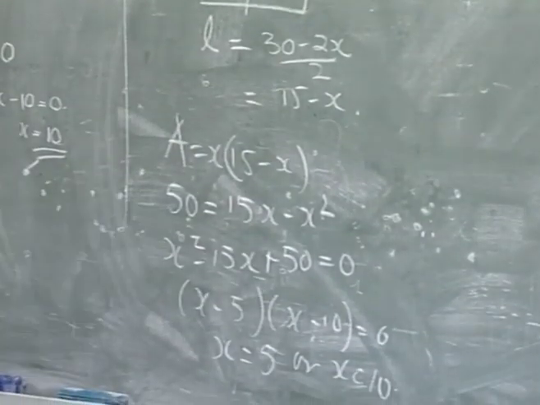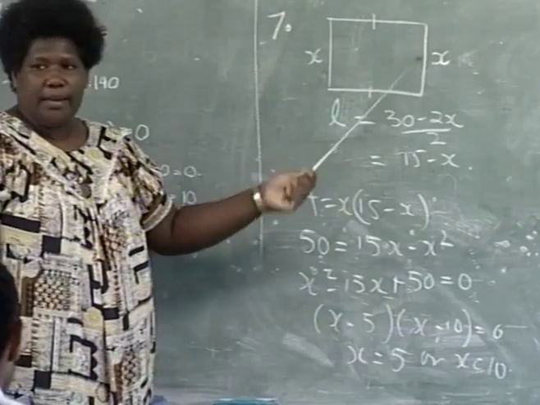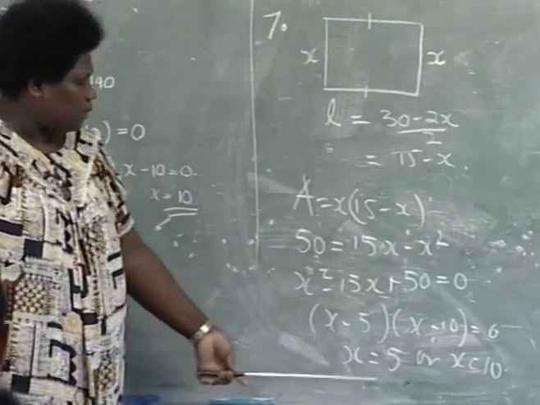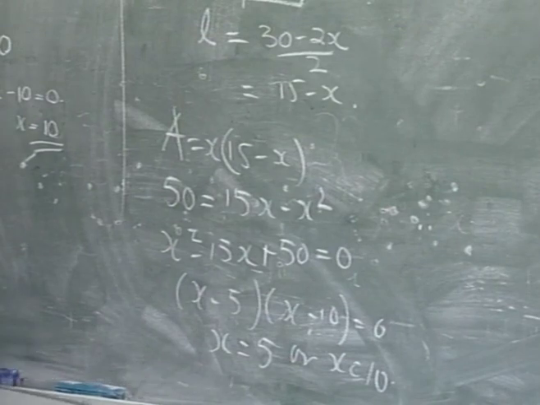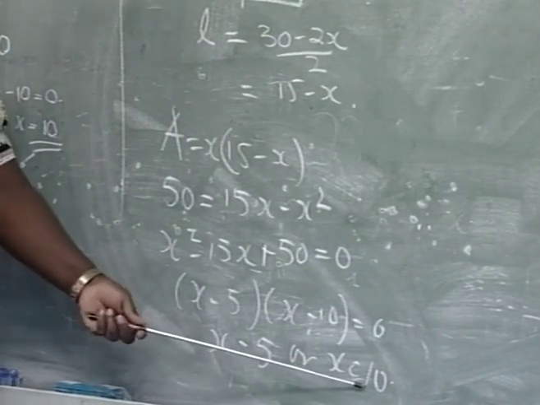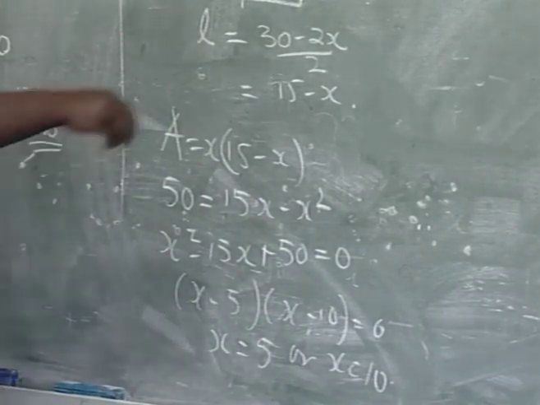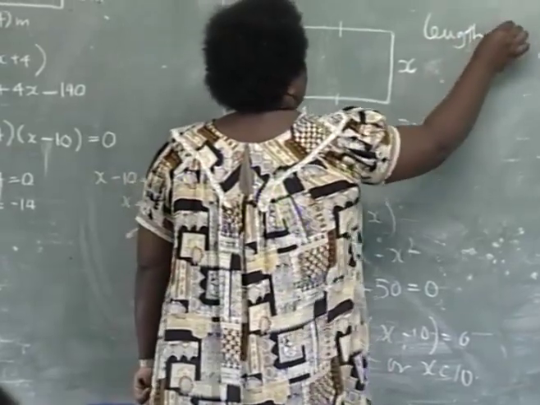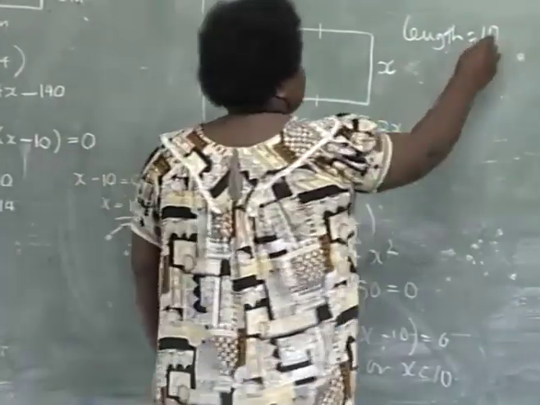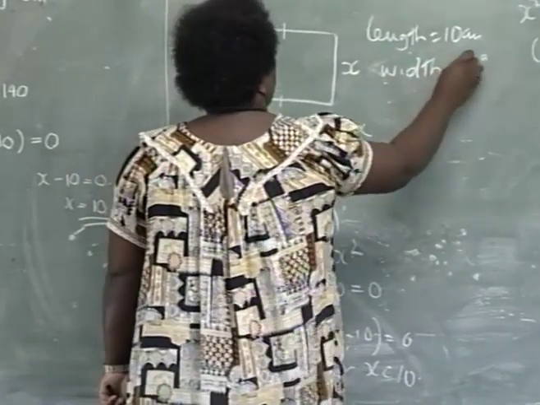Right, but I represented the width by x. So, both of these ones cannot be the width. One of them has to be the length. So, in this case, we are asked to find the dimensions. The longer one will be the length and the shorter will be the width. So, we say that the dimensions are, the length is 10 centimeters and the width is 5.